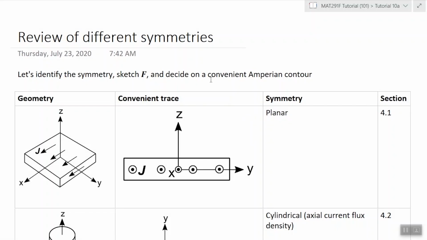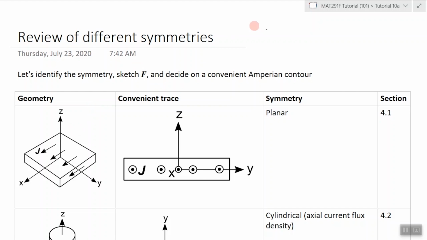Let's start by reviewing some of the different symmetries. I'll show you several geometries, most of which appeared in the notes for reading assignment 5. For all those symmetries, I'm going to discuss what kind of symmetry is present, sketch the field, and also show you what a good choice of Amperian contour is for applying Stokes' theorem.